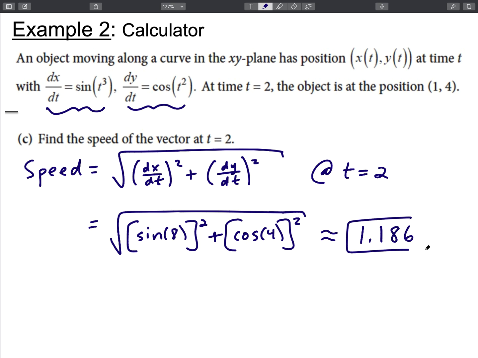Not too bad. Again, just tying it into the last conversation. All right, so that one's not too bad at all. Part C, just finding the speed.